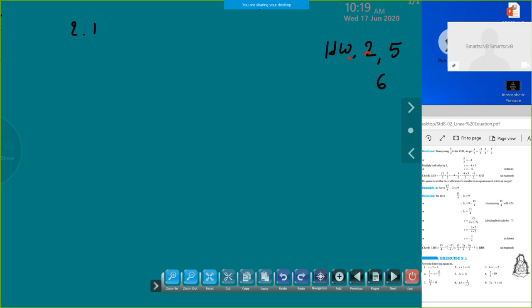Now look at the seventh sum. Okay, seventh sum is 2x by 3 is equal to 18. Now, listen carefully here, okay? This is 2 by 3 into x. You can take it in this way. Is equal to 18.